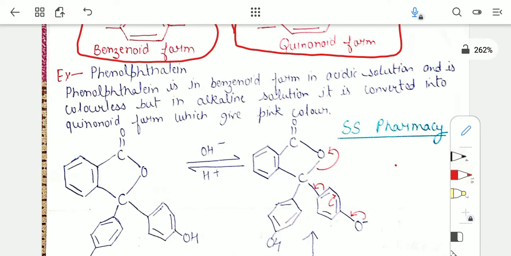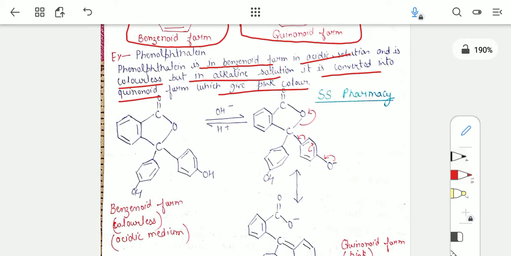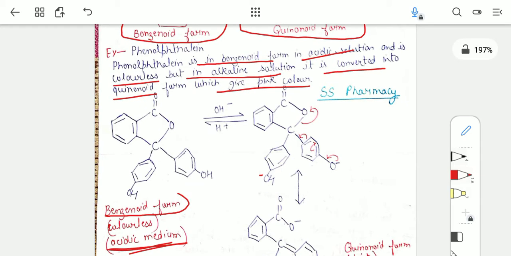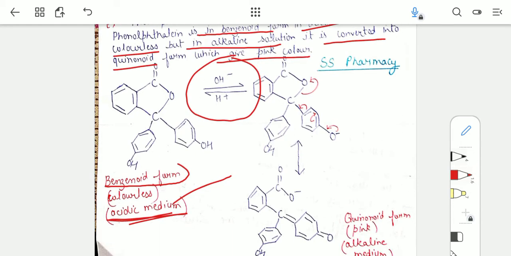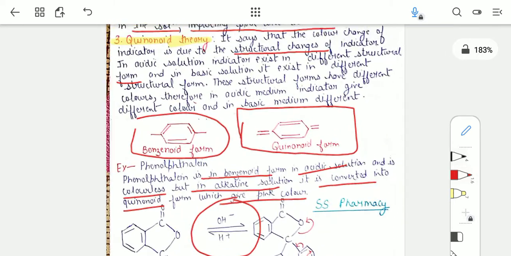Phenolphthalein is in benzenoid form in acidic solution and is colorless, but in alkaline solution it is converted to quinonoid form, which gives pink color. Here I have also written the equation for this. This is the benzenoid form of phenolphthalein. In acidic medium the phenolphthalein is present in benzenoid form, and the benzenoid form is colorless, whereas when it is transferred to alkaline medium it is converted to this quinonoid form, and the quinonoid form is pink in color. So due to changes in the structure, different color is imparted in different media. This is what we get to know from our quinonoid theory.